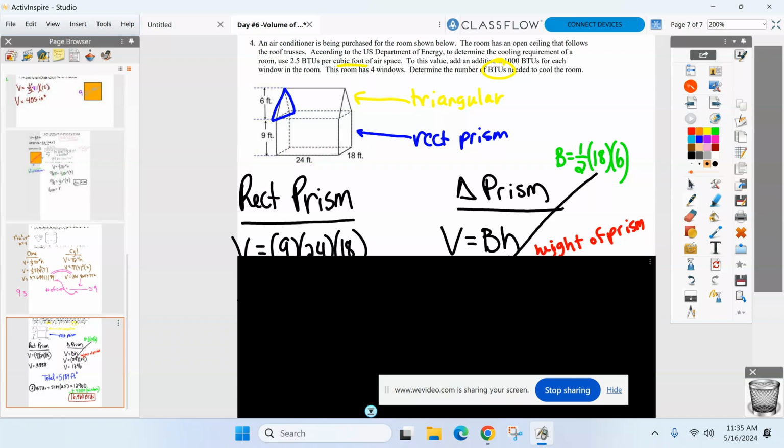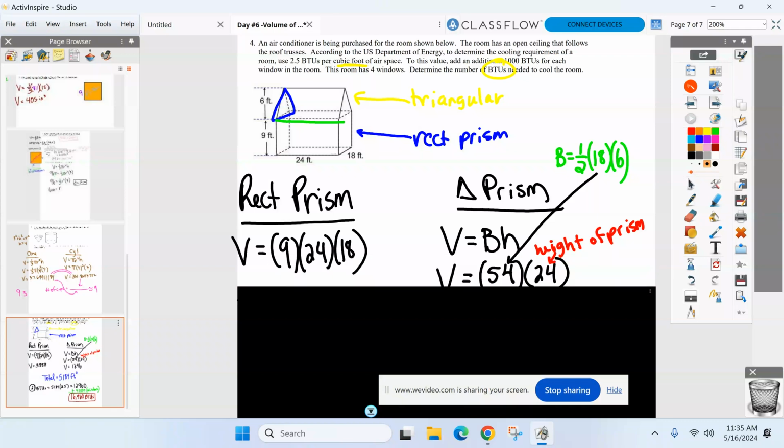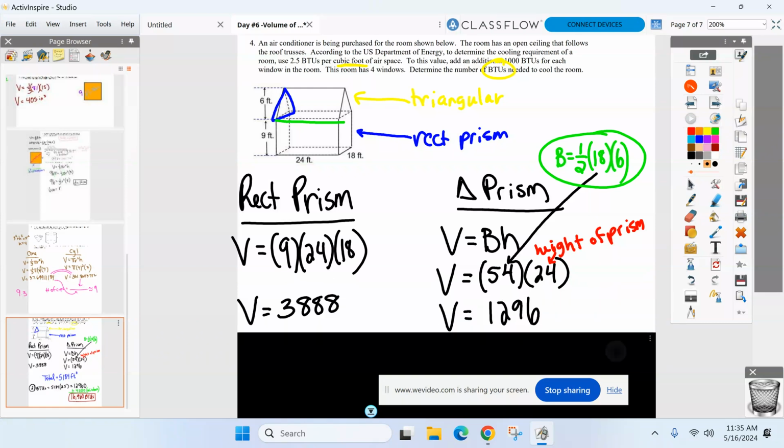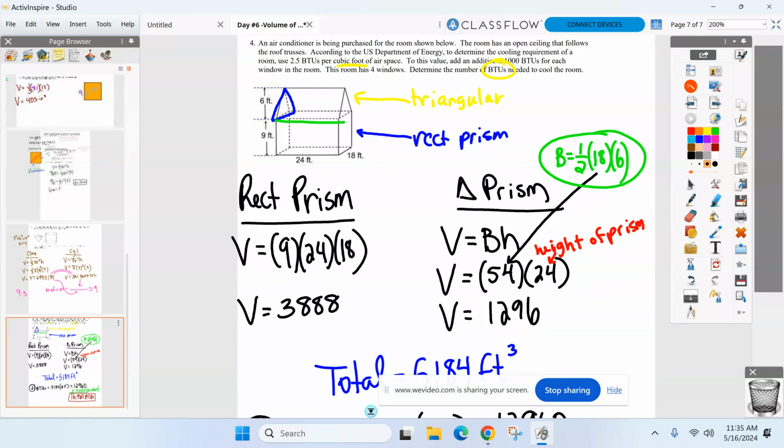Now the height of the prism, I've been stressing this to you guys. The height of a prism is the edge that connects the bases. So this right here would have been the height of the triangular prism on top. And that height is 24. So that is why I have 54, which comes from 1/2 base times height, times the height of the prism, 24. And then from there, triangular prism 1296 for a total volume of 5,184.